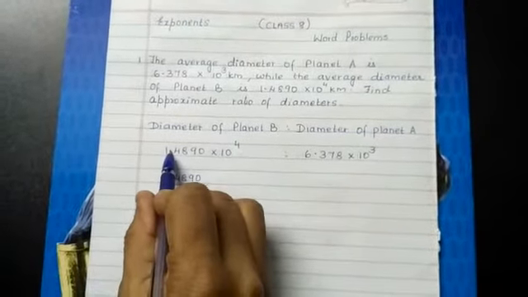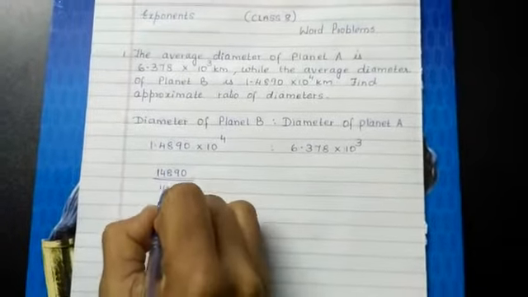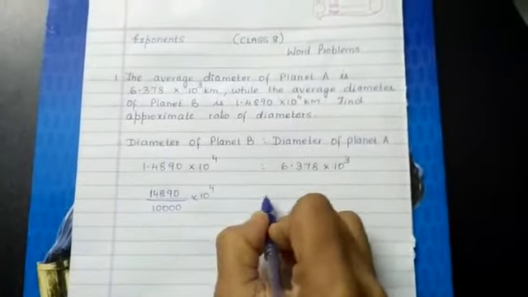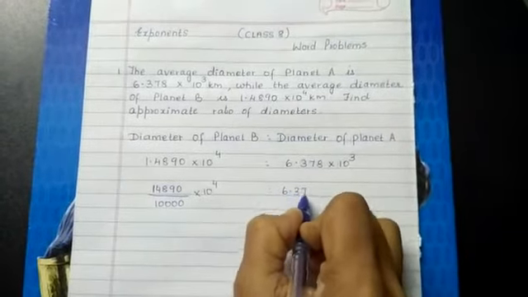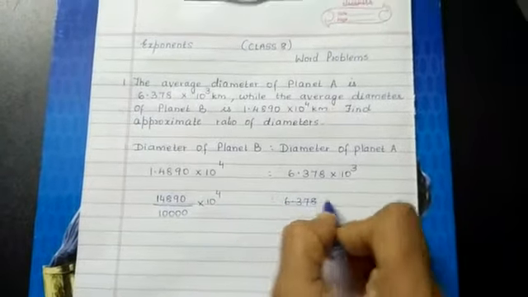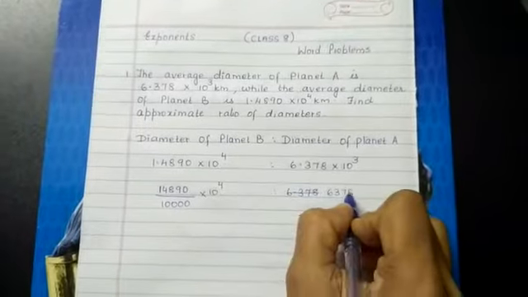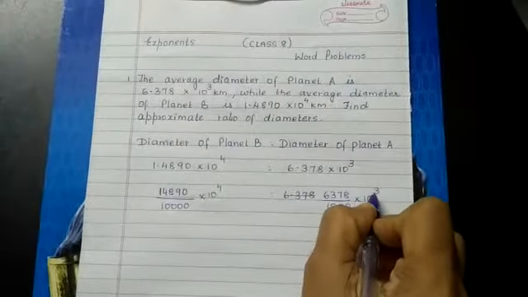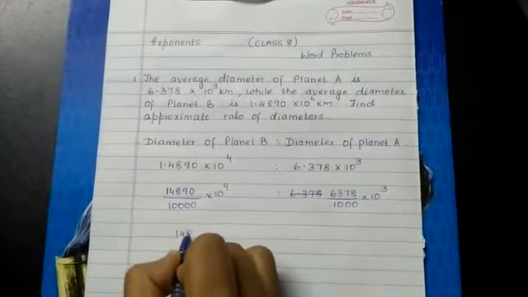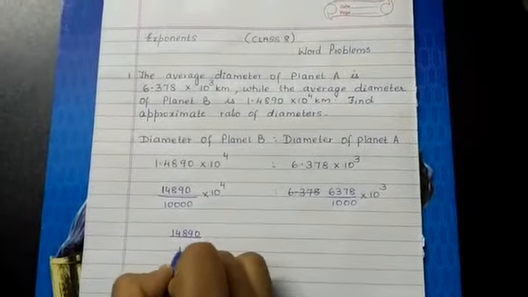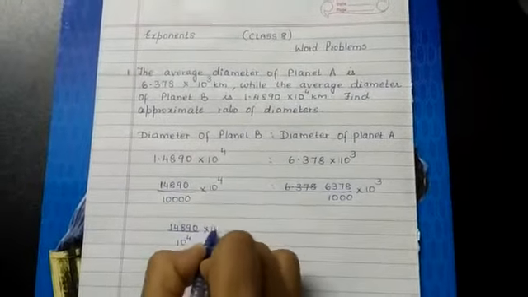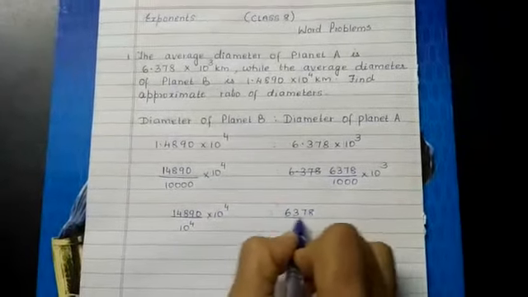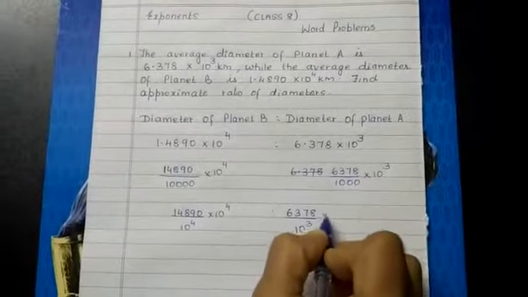So after decimal there is 4 numbers. So it will be 10,000 to remove the decimals, and then here after decimal there are 3 numbers. So I will be writing 6378 by 1000 into 10 raised to 3. So now this 10,000 can also be written as 10 raised to 4 into 10 raised to 4, and 1000 can also be written as 10 cube into 10 raised to 3.